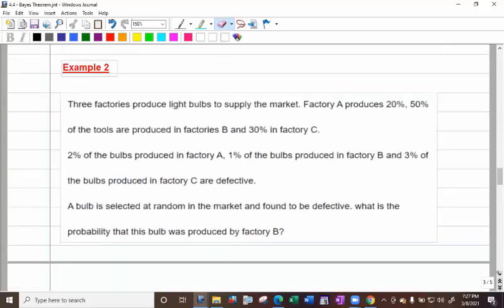Oh, three things going on. This could be exciting. Factories, light bulbs. Got a factory A, factory B, factory C. All righty. So factory A produces 20% of the bulbs. Oh, I think that's a typo. I just copied this from somewhere. I think that word right here should be bulbs.